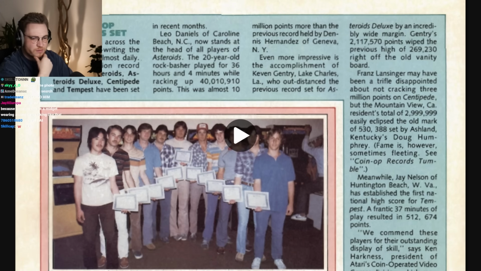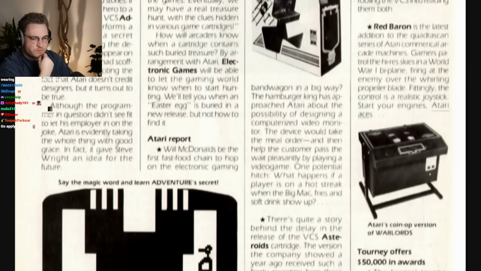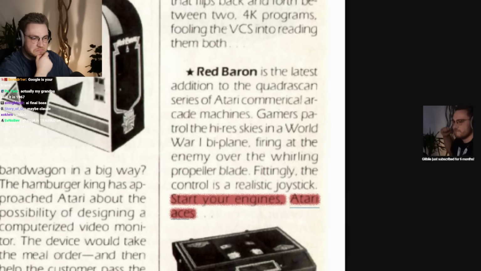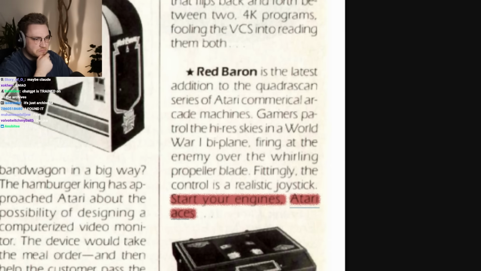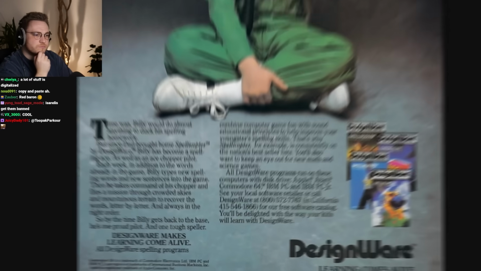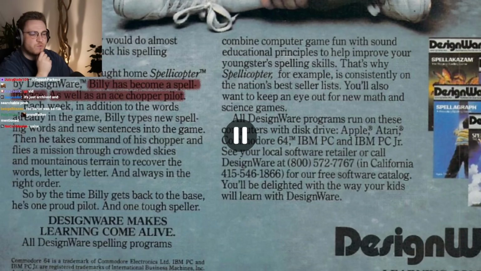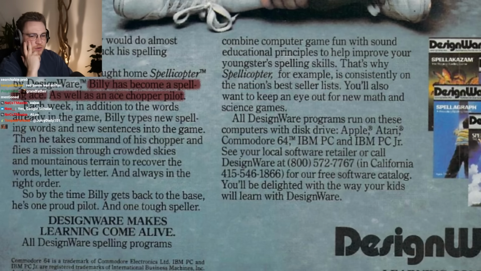This is so cool. Magazines showcase games such as Red Baron, where they finish their promotion with Start Your Engines, Atari Aces. This is a combination of both pilot aces and that verb ace. And it didn't just occur here with arcade games. I found this same combination with the spelling game Spellicopter in 1984, where Billy became a spelling ace as well as an ace chopper. This is one thing that's actually nice about AI, no?